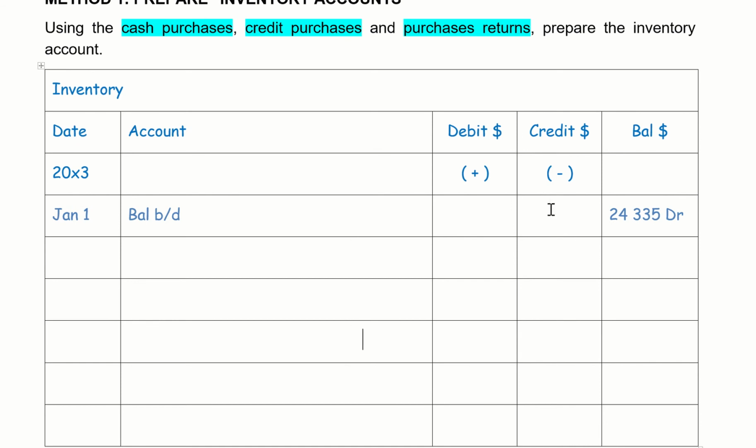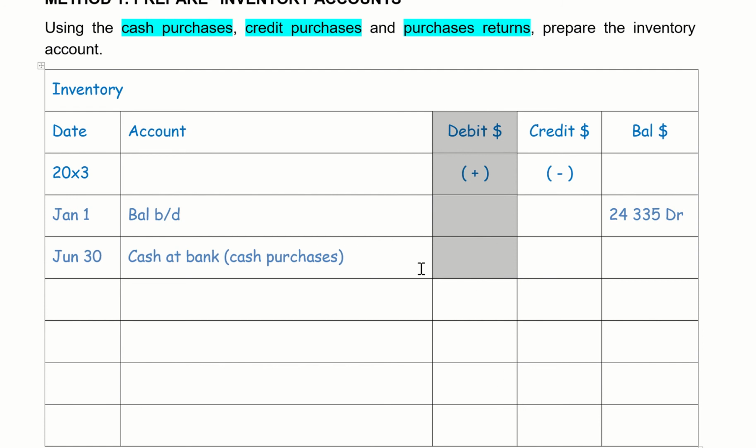Alright, so now that you have your beginning balance, we are going to record our cash purchases. Alright, so cash purchases means you purchase inventory using cash. And if you purchase inventory using cash, usually you will record it as a cash at bank or for cash purchases. And you buy inventory, right? So if you buy inventory, it will be a debit or a plus column.